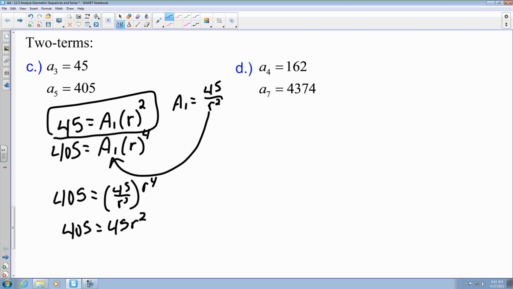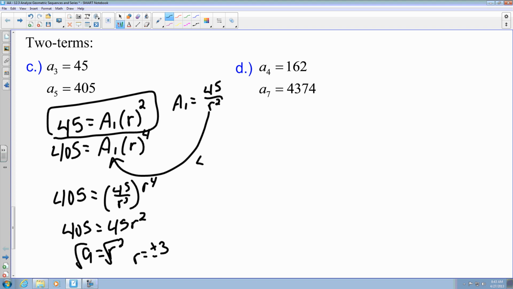Now if I divide both sides by 45, I get 405 divided by 45, which just gives me 9 equals r squared. And if I take the square root of both sides, r could equal plus or minus 3. So plugging it back into one of these equations, now I can find what a sub 1 is. So I'll use a sub 3.